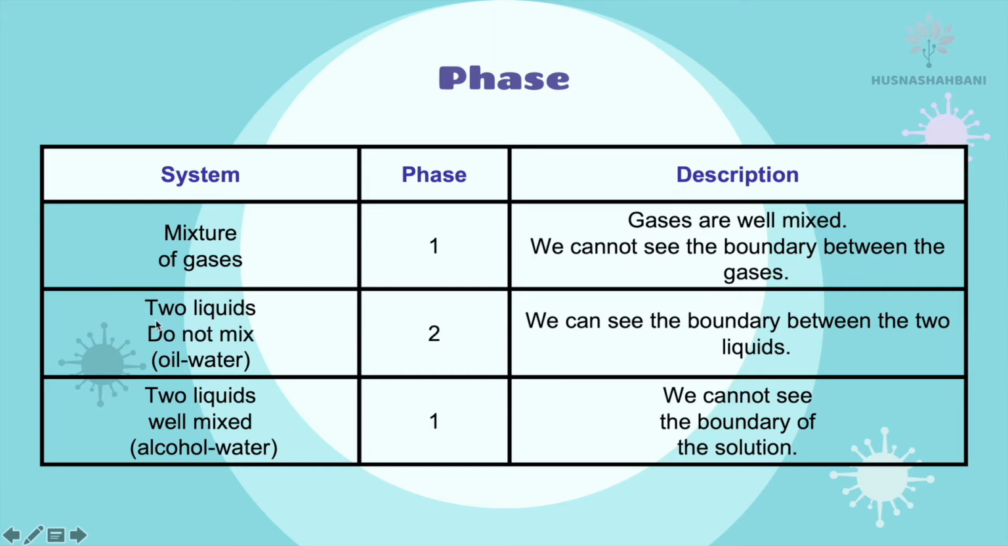Two liquids that do not mix, oil and water, two phases, because we can see the difference between oil and water. Two liquids well mixed, for example, alcohol and water, one phase, because you cannot differentiate which one is alcohol, which one is water, so one phase only. We cannot see the boundary of the solution.